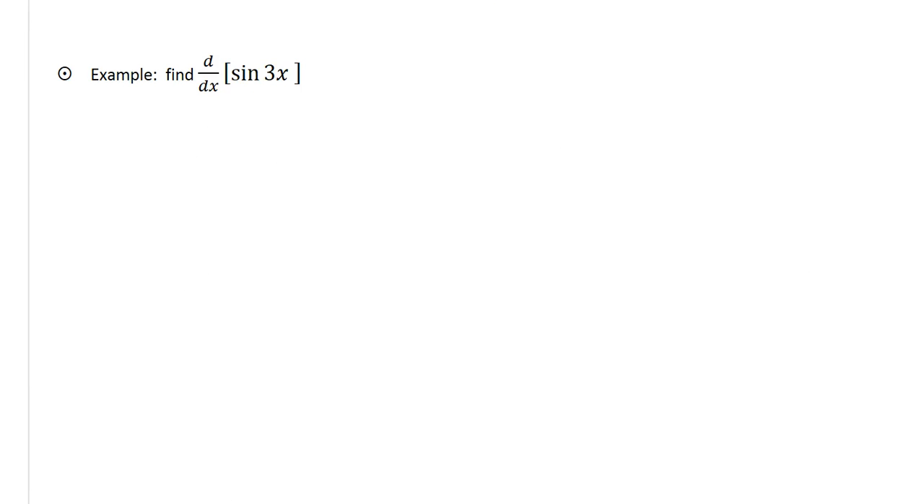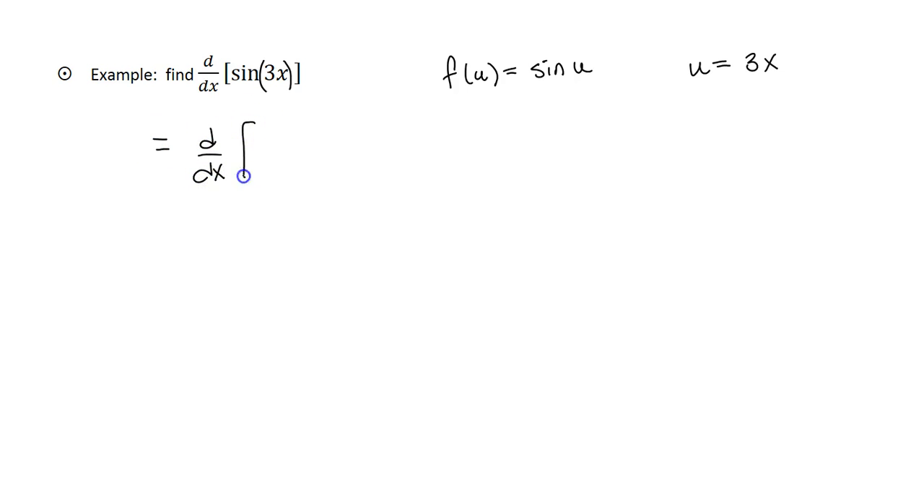Now in this case, we're trying to find the derivative with respect to x of sine of 3x. And remember, it is implied that the 3x is in parentheses. So the outer function here, the f of u, is going to be sine of u. And we're going to let u be equal to 3x. So this is the derivative with respect to x of sine of u.